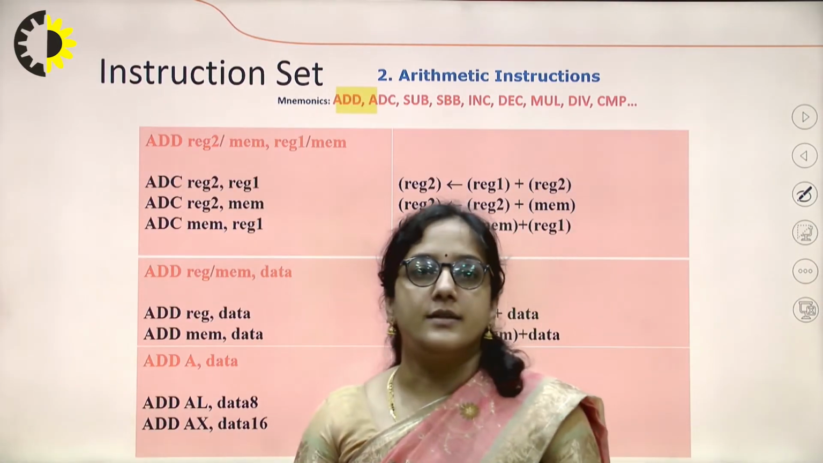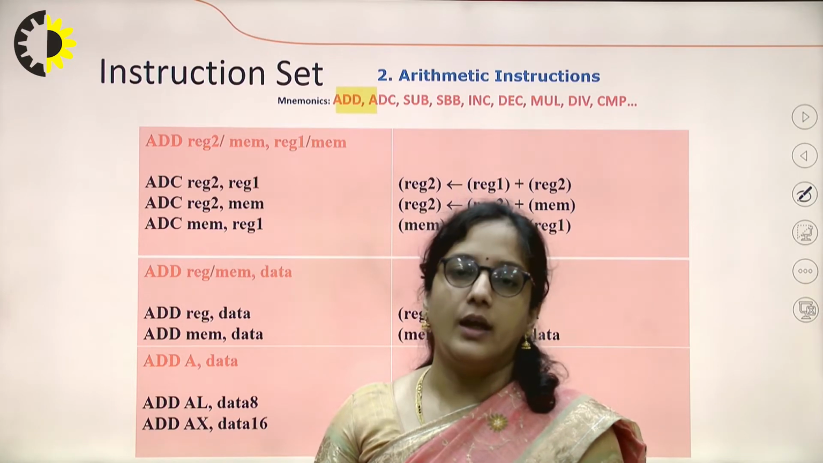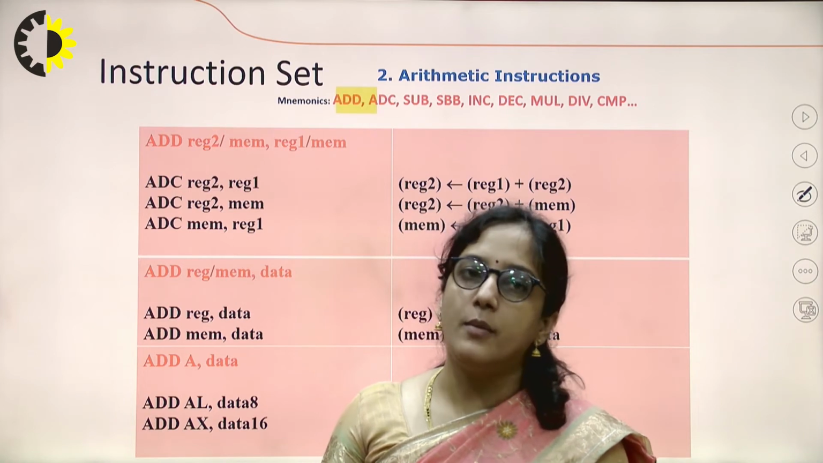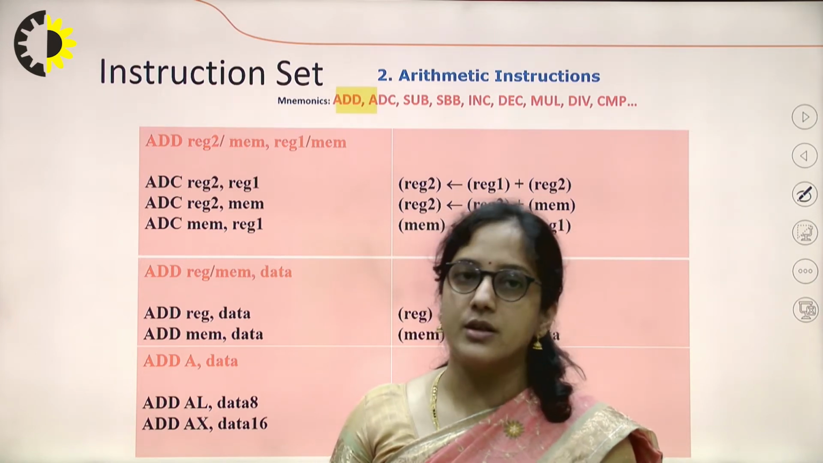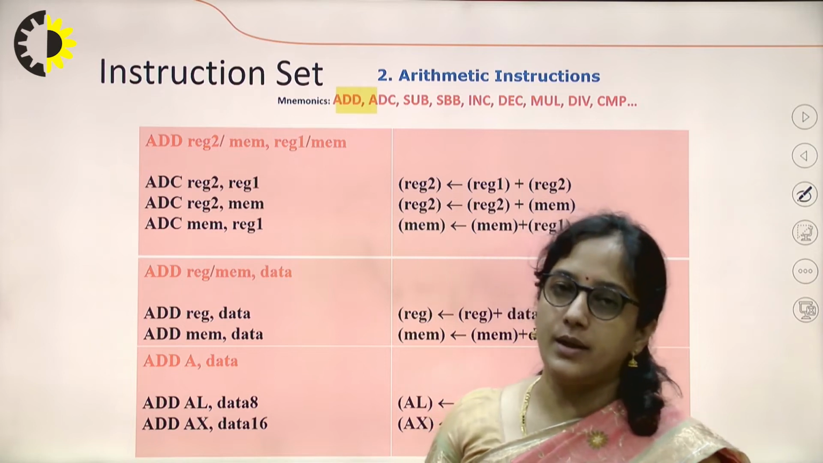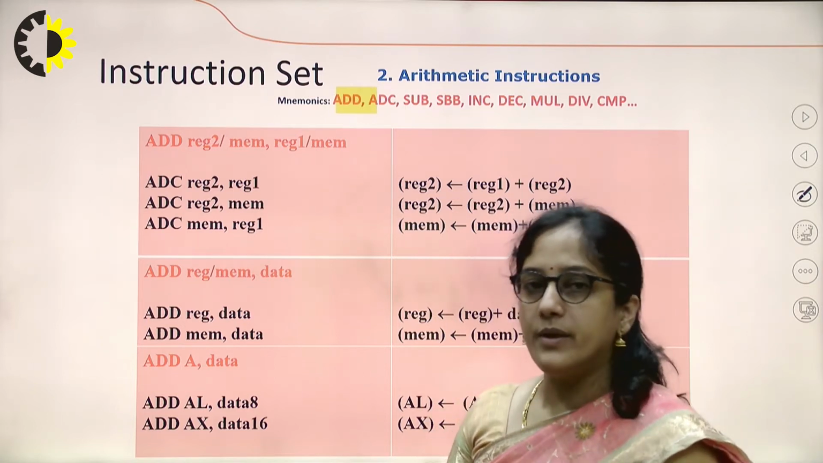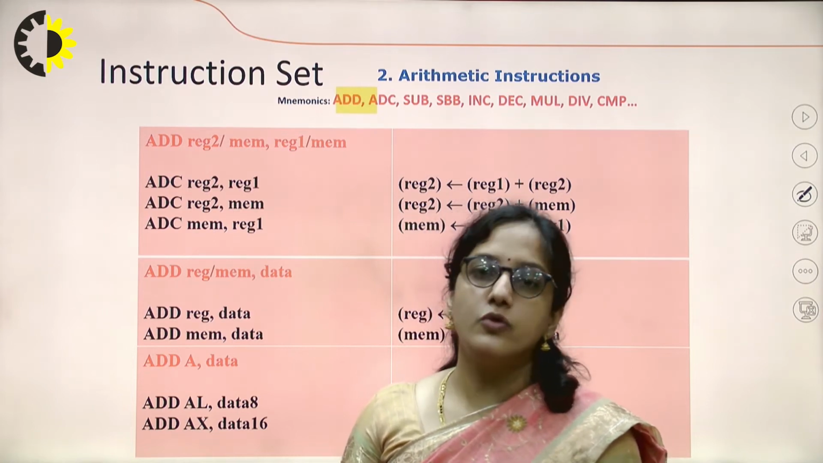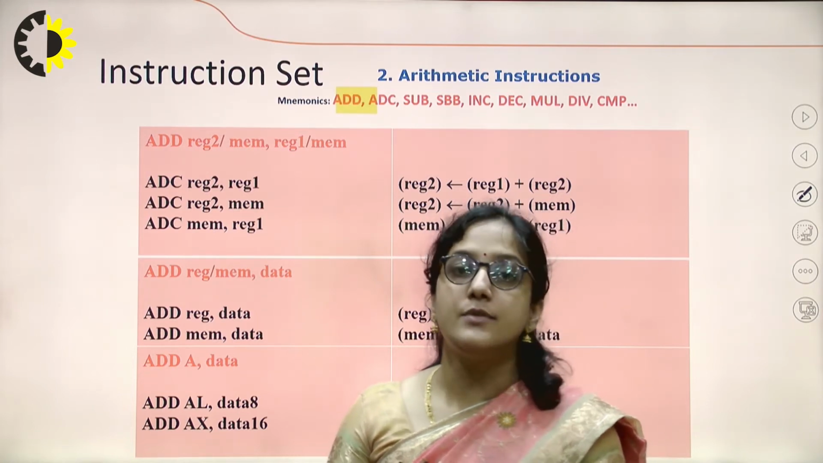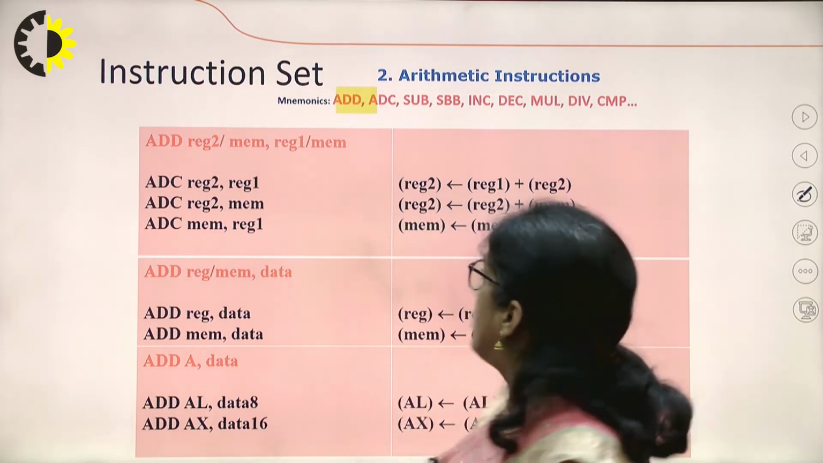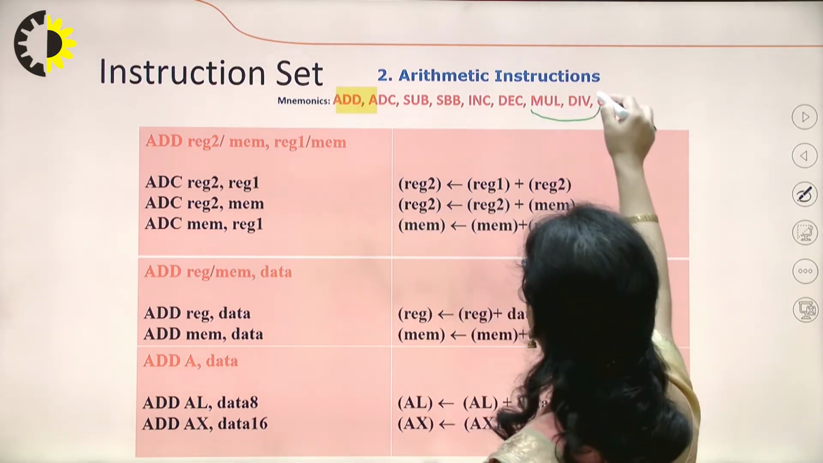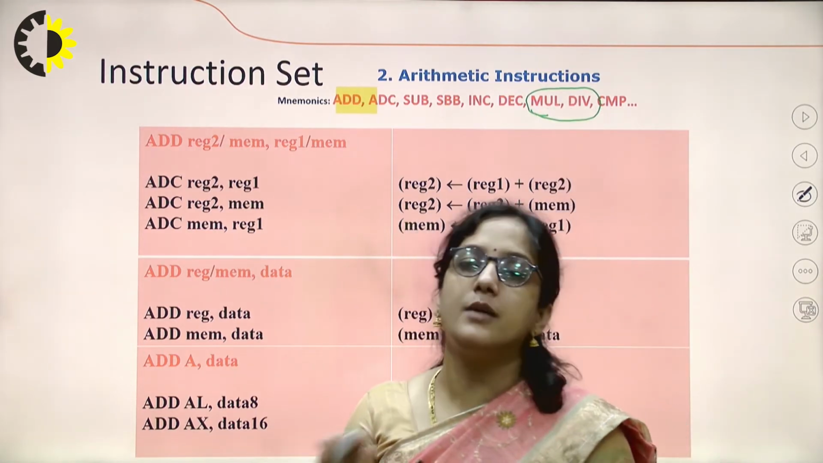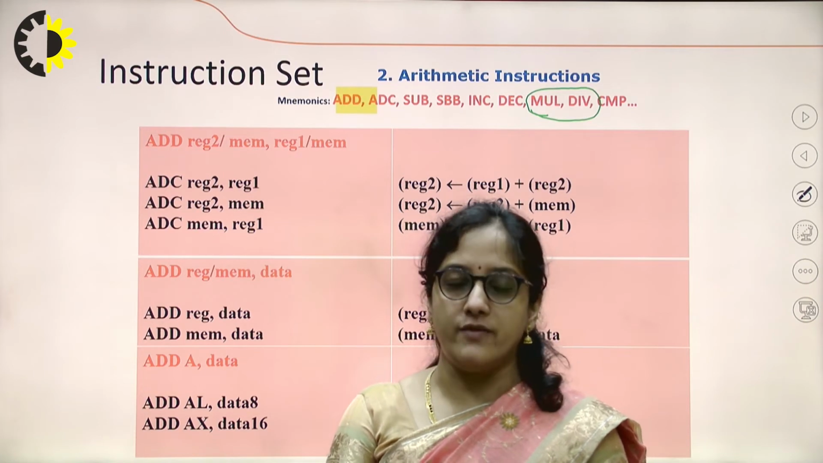The next group consists of arithmetic operations. These instructions are used to perform arithmetic operations like addition, subtraction, increment, decrement. All of these are performed in 8085 also. So the new things introduced in the 8086 instruction set are multiplication and division. These two are the new instructions which are missing in the 8085 instruction set.